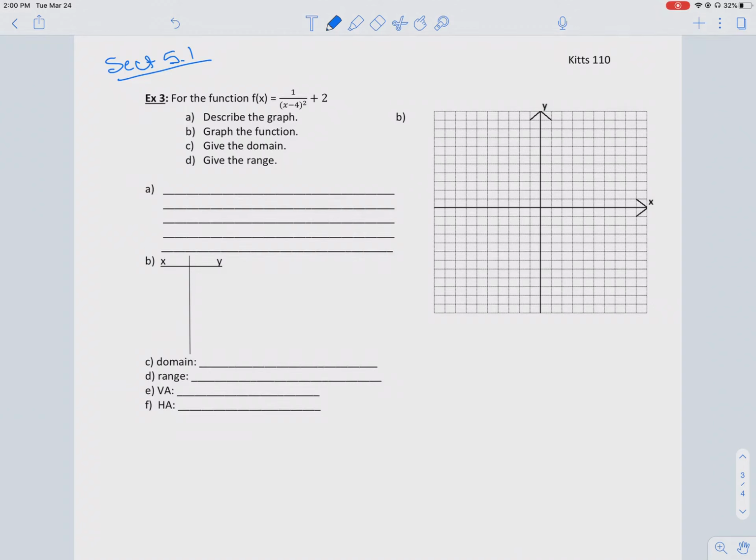So in this video, we're just going to finish up section 5.1. We just have two more examples to do.